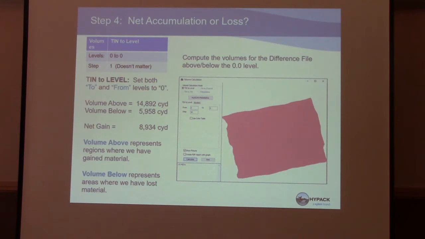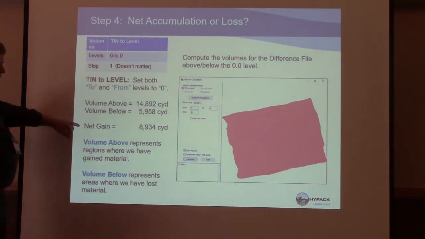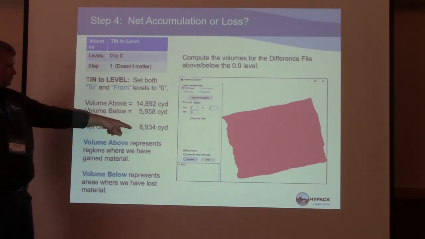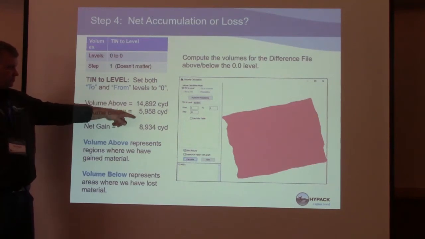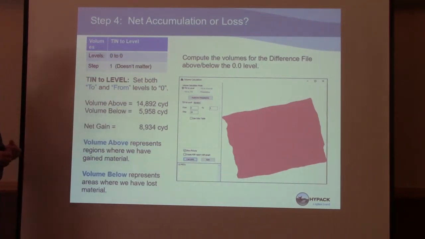We talked about the display I had on the screen a little while ago with the green colors. Volume above, volume below. Remember I said we had about 15,000 of infill and 5,000 of loss? Net gain was 9,000 yards of material. I don't know where it came from, but it came there.